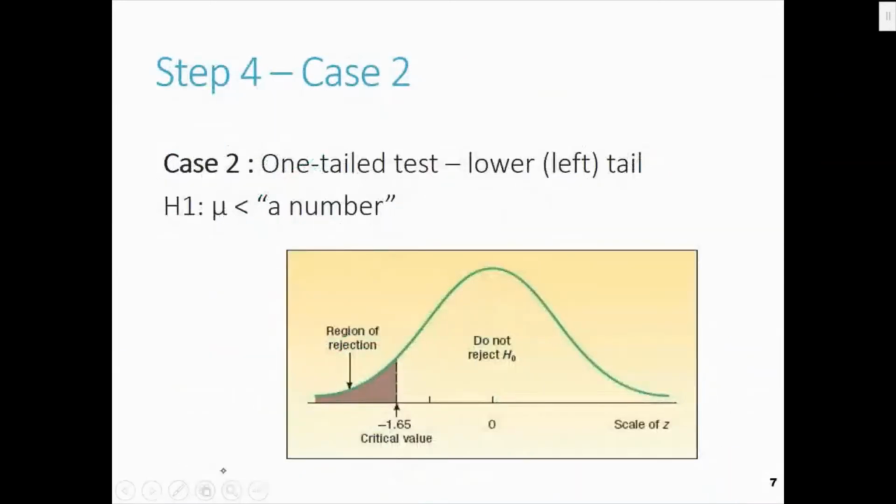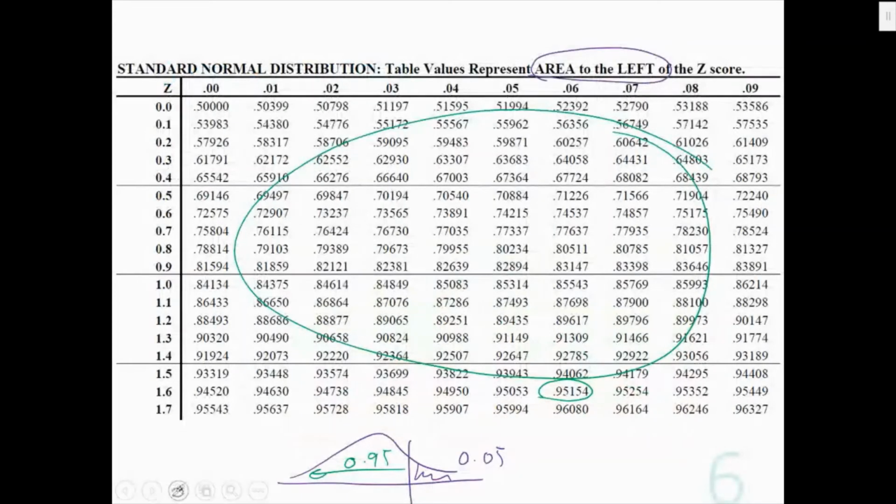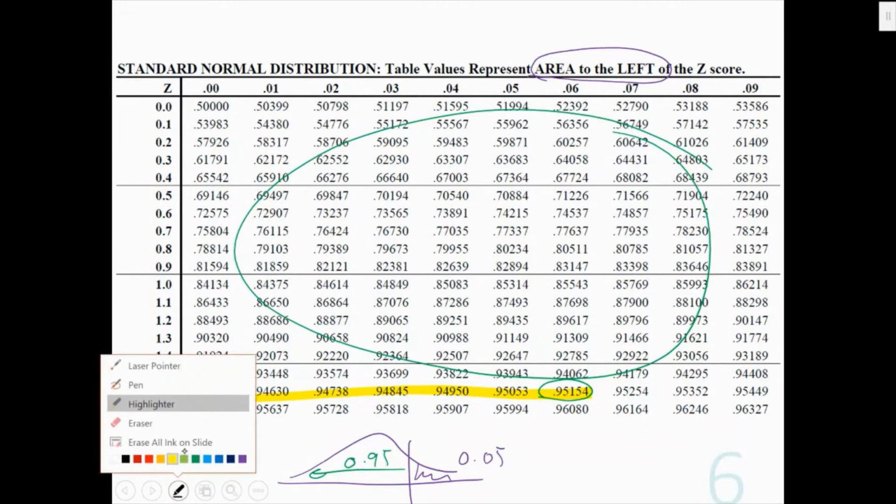Let me get the highlighter. Oops, sorry. 1.6. Oh, actually, I'm one off.